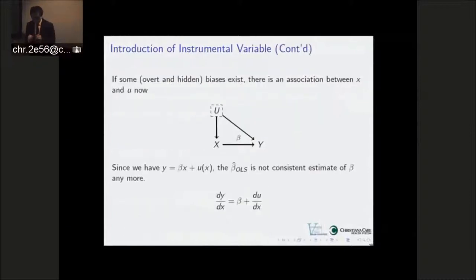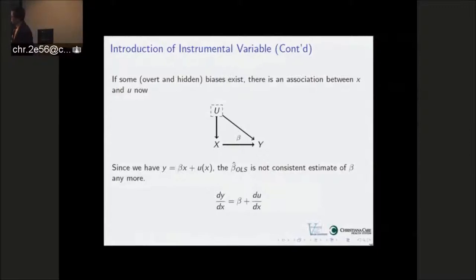However, think about this. If there is some confounding in this study, this U could be an overt or hidden bias. This U affects X and Y at the same time. It could be some confounding that affects the exposure and also affects the outcome. If we don't address this, it could cause problems. At that time, the simple linear regression model becomes this: U is some function of X. Now the ordinary least squares estimate is not a consistent estimate of the true parameter beta.